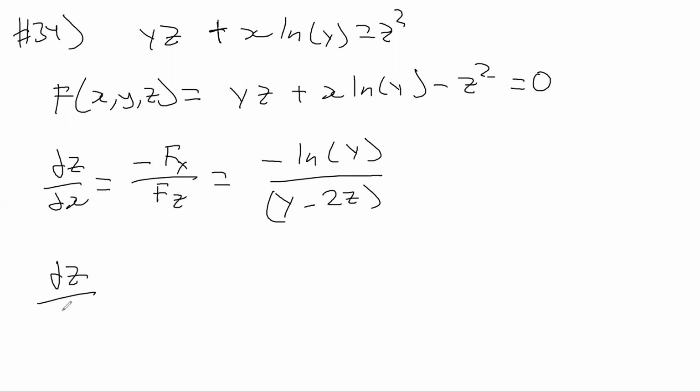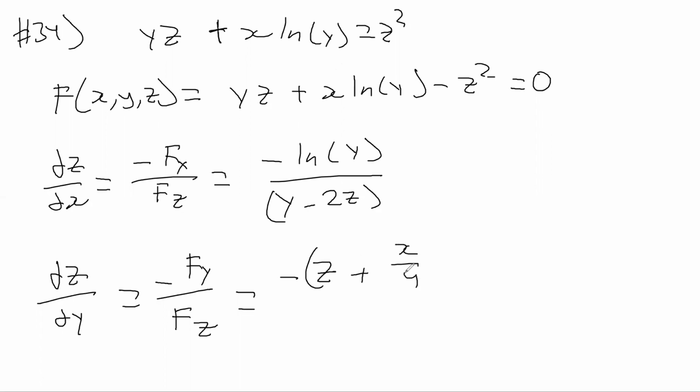Then dz over dy is going to be negative f sub y all over f sub z, which is the same thing as negative z plus x over y, and f sub z is again y minus 2z. There you go. You can probably simplify this down, but I'm just going to leave it like this for now. So that basically covers everything from 14.5.